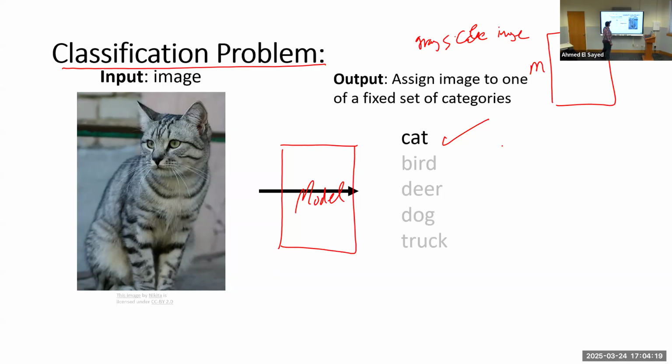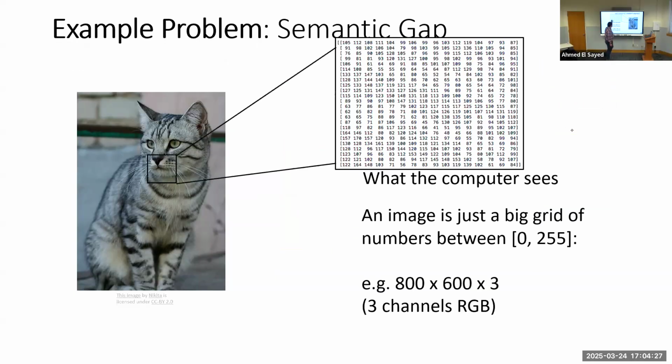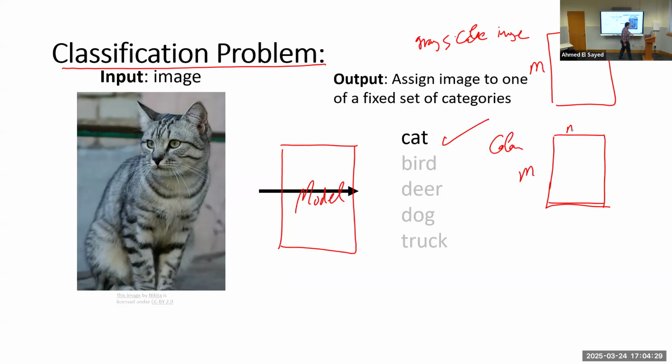If it's a color image, in this case we will have three layers. Each one of them is m by n, so it ends up being m by n by 3. This one is m by n only. So the input applied to the model will be the image, either grayscale or color, directly.